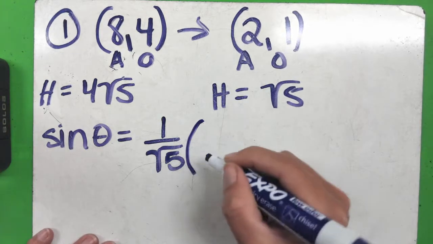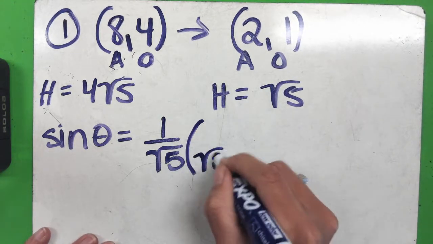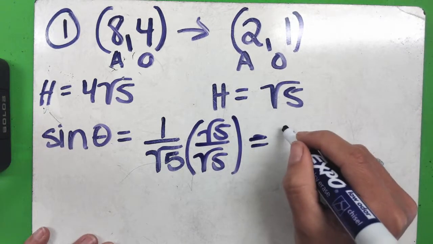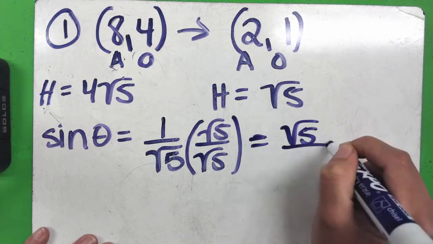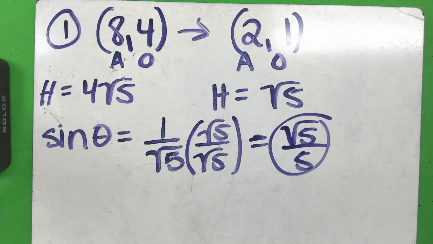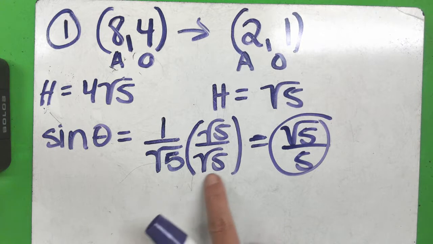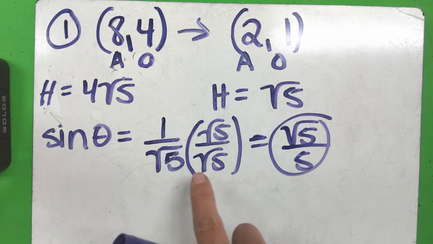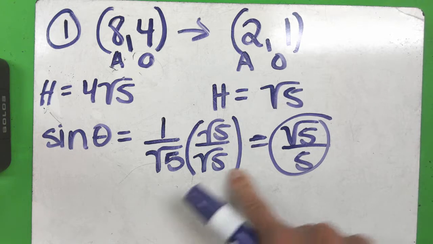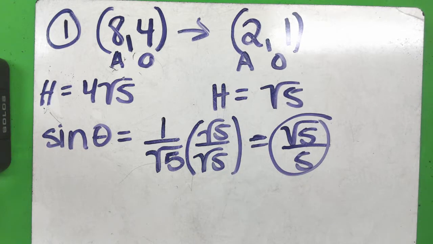Yes. So what do I need to multiply? Square root of 5. Very good. And on top we would get square root of 5 over 5. Why did I multiply? So I could get the radical gone. So square root of 5 times square root of 5 is square root of 25. Square root of 25 is just 5. That's one trig function.